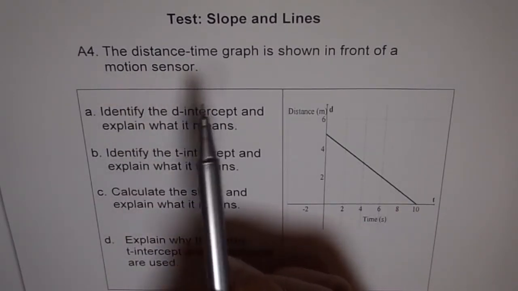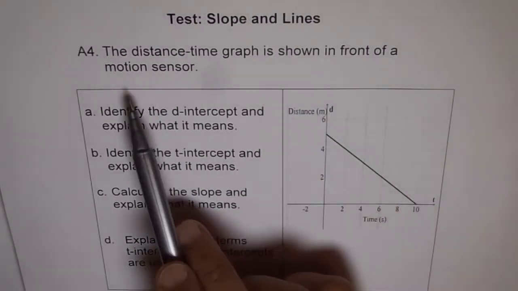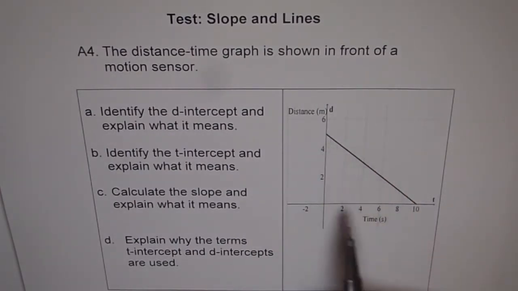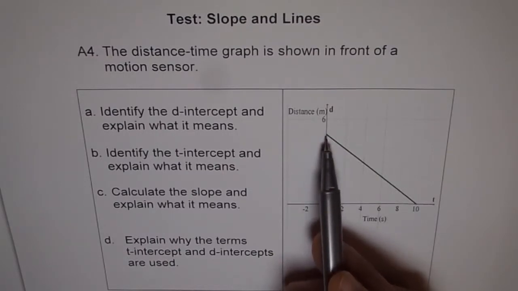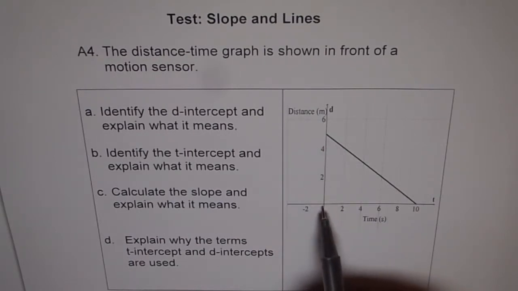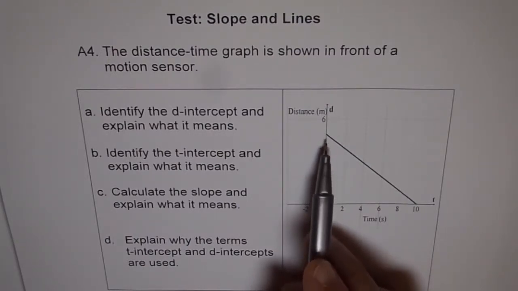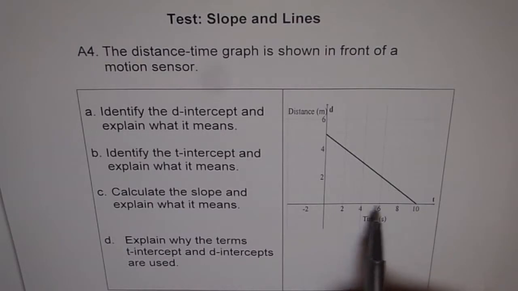Now, if you look at the main question, the distance time graph is shown in front of a motion sensor. So imagine that there is some object here, and let's say here we have a motion sensor, and the object is moving away or towards the motion sensor. When we say this particular point, what does it mean? It means that when time is 0, the starting point or the initial point, the object is 5 meters away from the motion sensor. And as it gradually comes down to 0, that means in 10 seconds, the object reaches the motion sensor.